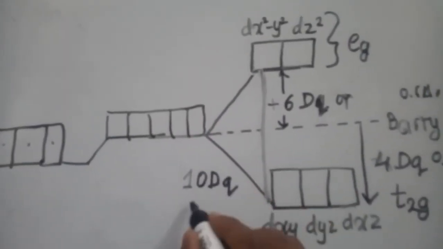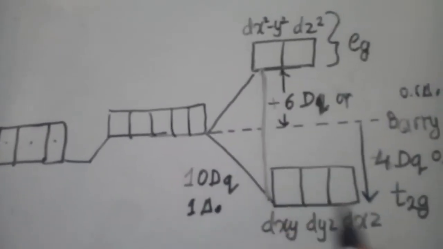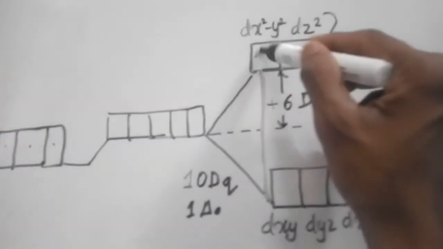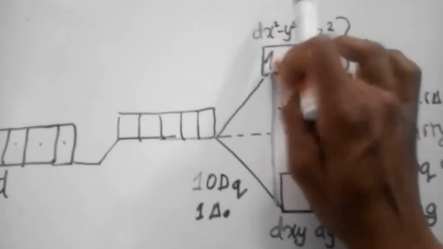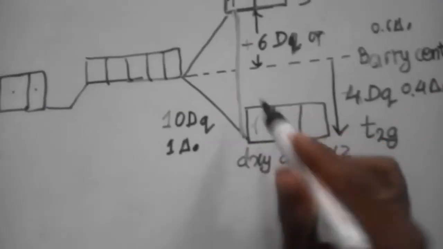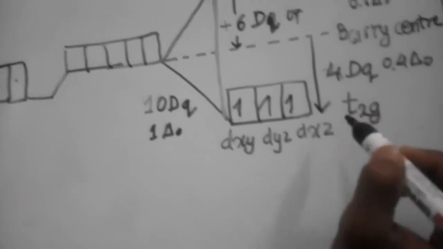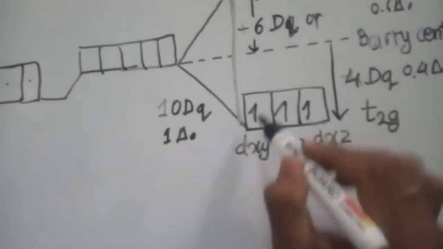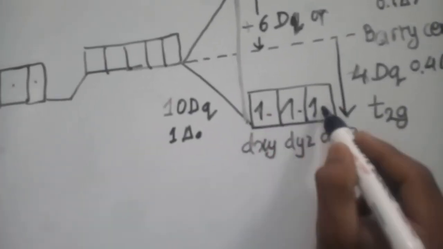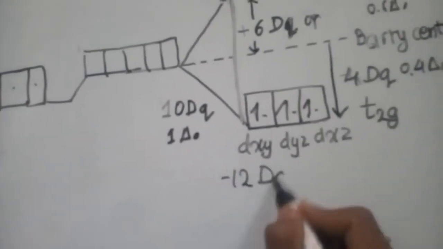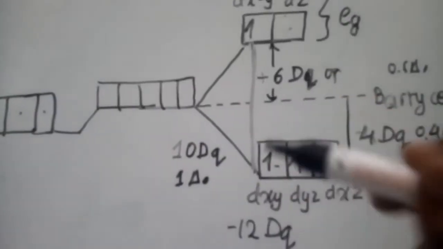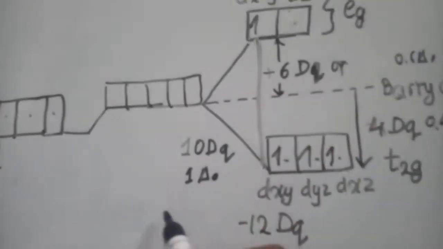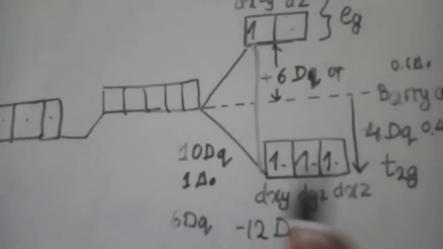or 1 delta O. So if suppose there are three electrons in the T2g orbitals, then it will stabilize the compound by -4 times 3, that is -12 Dq. And if there is one electron in the Eg orbital, then it will destabilize the compound by 6 Dq. So this was all about crystal field splitting in octahedral complexes.